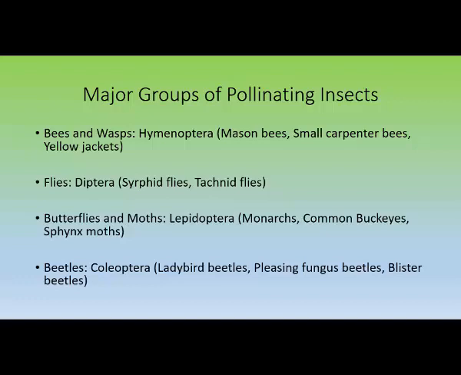So we have the Hymenoptera, which are the bees and the wasps. Actually, the Hymenoptera also includes the ants. The Diptera, which are the flies. The Lepidoptera, the butterflies and the moths. And then the Coleoptera are the beetles. Keep in mind, if you need to go back to the scientific terminology, scientific naming, these are all orders, major orders of pollinators.